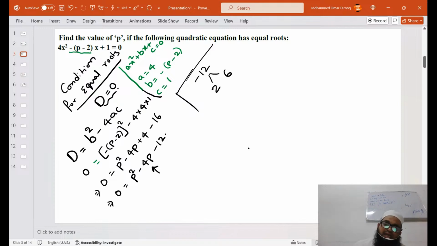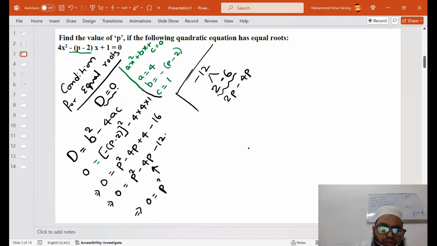But it is negative, so we have to keep the negative sign somewhere. Since it is negative, let us keep the negative sign before the bigger number. So 2 into minus 6 is minus 12. It is also satisfied. And 2 minus 6 is minus 4p. So you can write the middle term as 2p minus 4p. Am I right? Let us write the same. 0 equals p square plus 2p minus 4p minus 12.